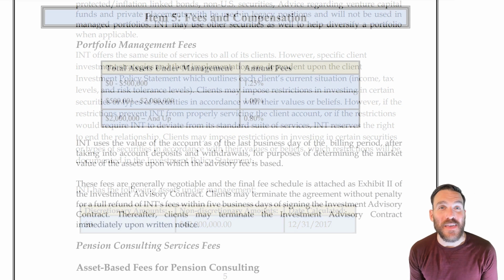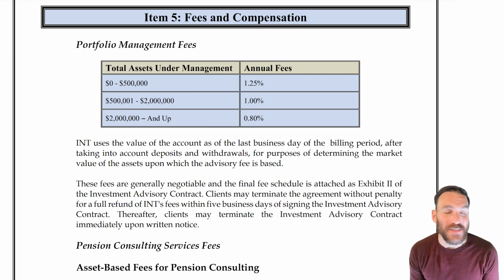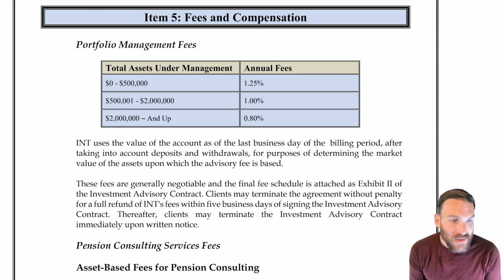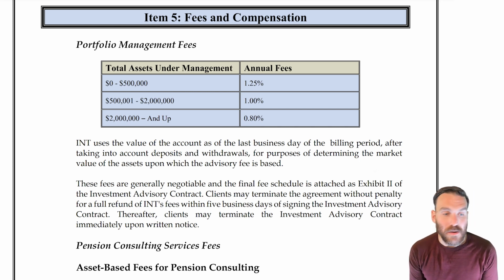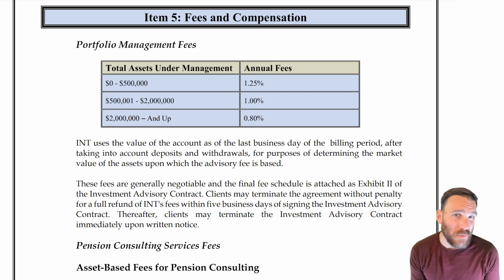Item number 5, fees and compensation. You better believe this is probably one of the primary sections that clients are going to open up and take a look at. This is what this advisor charges, and they charge an assets under management fee. Their highest fee, if they're managing anything from $0 to $500,000, is 1.25%. Anything from $500,000 and $1 up to $2 million, it's 1%, and anything from $2 million upwards is 0.8%. Typical advisors will usually charge on the low end something below 1%, on the high end maybe 2 or 3% if they're really good at what they do. But hey, these are pretty reasonable fees, at least in the grand scheme of advisors.